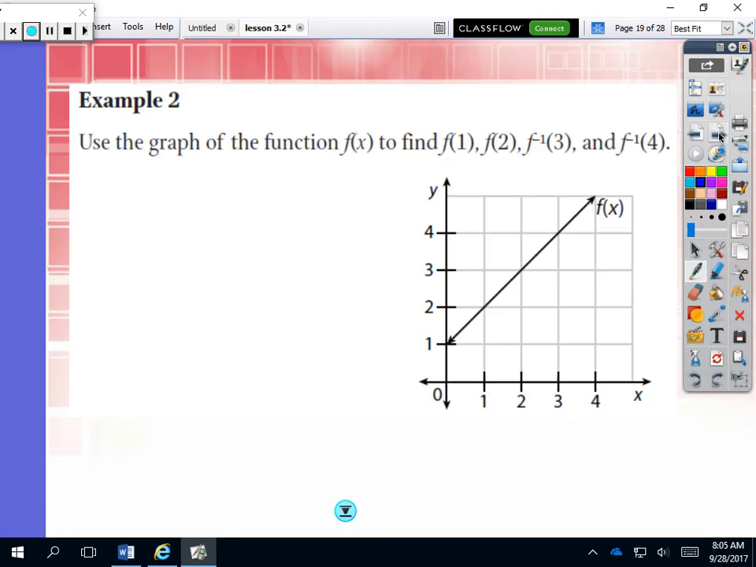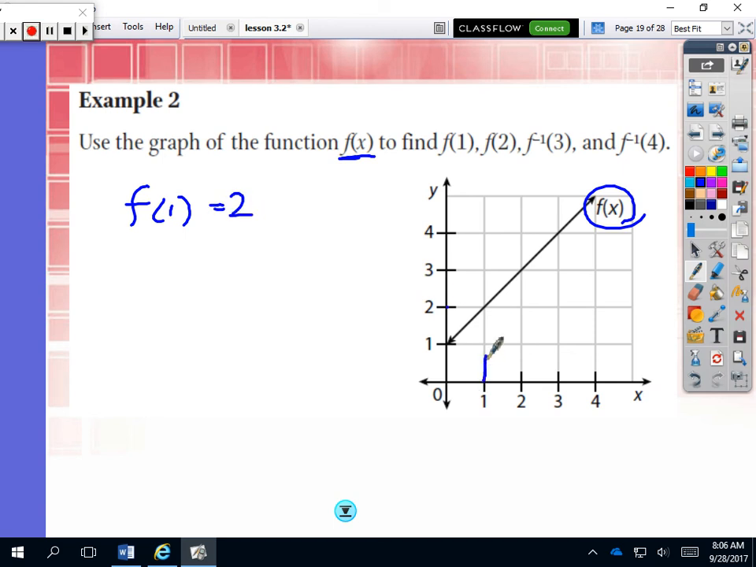Okay, example 2 gives us a graph of a function. So we have this graph, and we need f of 1, f of 2, f inverse of 3, and f inverse of 4. So look at the graph. Right here we know this is the graph of f of x. They told us that up here too, but be careful because it's easy to make a mistake on this. For f of 1, I would start on the x-axis, because x equals 1, go up and over, and that gives me 2. So that's 2.